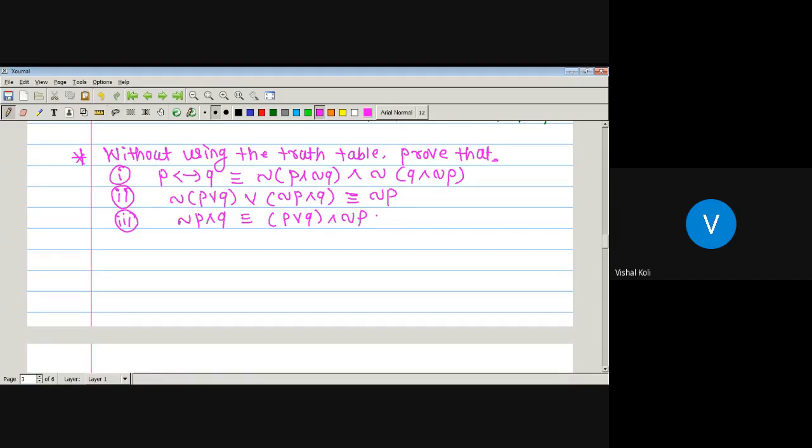Okay, so we have to use any property among these 10 properties and prove this one. So we will start from the first one. Solution. Now first one, consider P biconditional Q. By the 10th property, that is by conditional law, P biconditional Q can be written as (negation of P or Q) and (negation of Q or P), which is by conditional law, the 10th one.